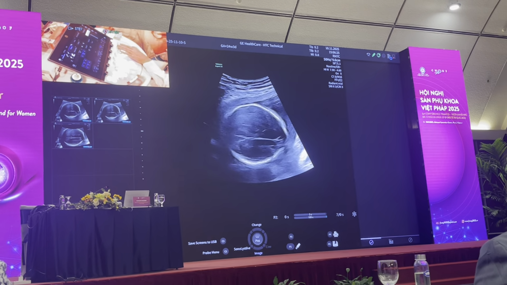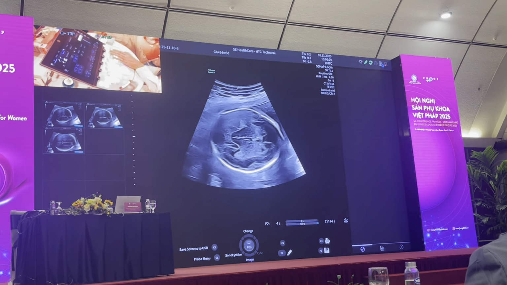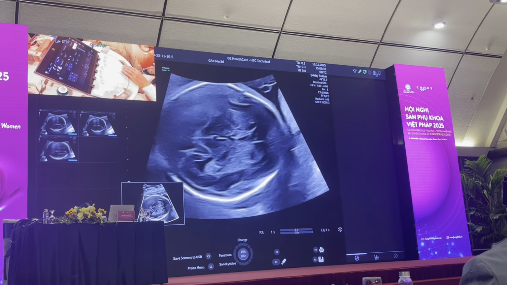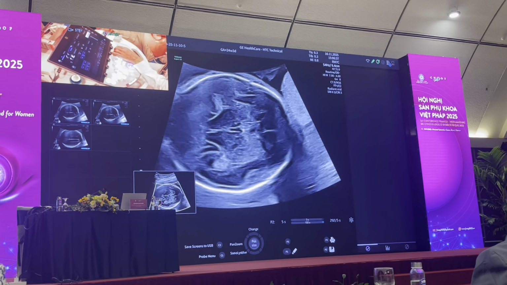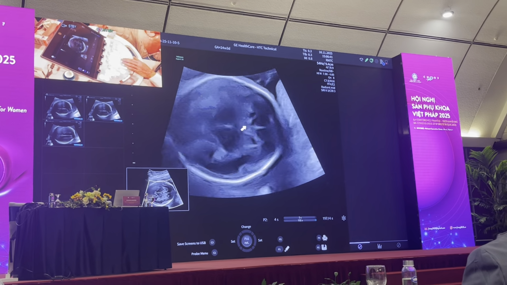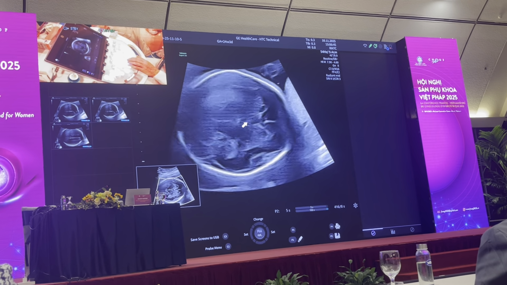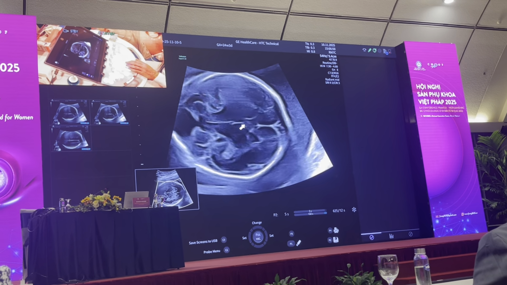The next, according to the ISUOG guidelines, is I need to bring the cavum septum pellucidum into view. So as I come down, I look at the cavum septum pellucidum, and I can't see the typical cavum septum pellucidum here, but I can see some fluid just here. But it's not the typical CSP that I would expect to see at 24 weeks. I would expect to see a clearer box of fluid.